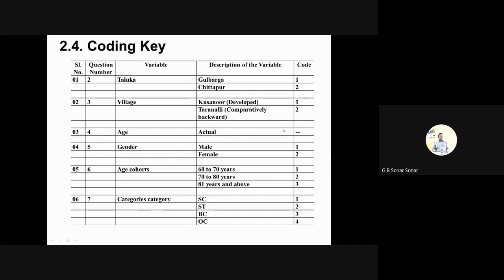So third question is age. Age here is taken actual. Some of the variables we should take actual, because if you take actual age or actual income, mean age or income can be calculated. Then gender, and the fifth and sixth, I was mentioning about the classification. So respondents are 221, minimum age is 60, maximum age is 102.